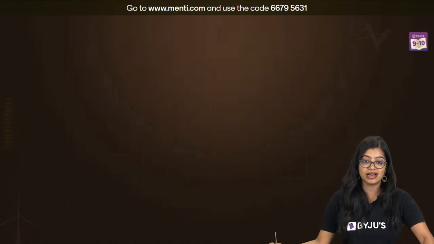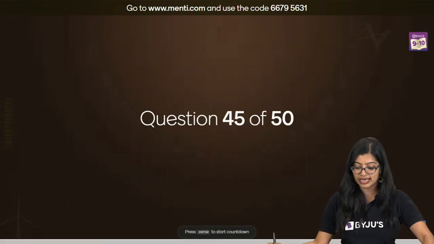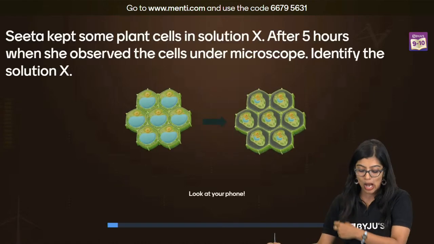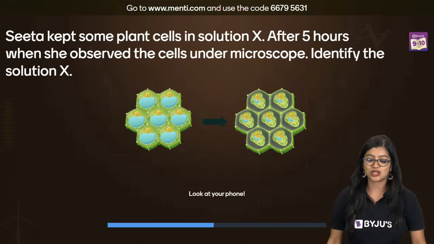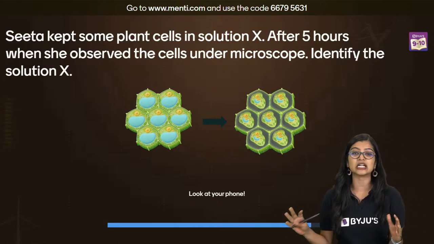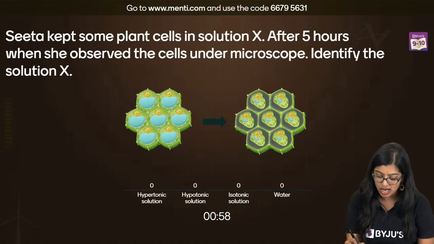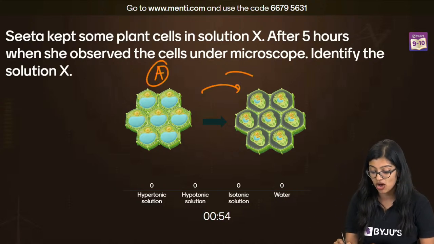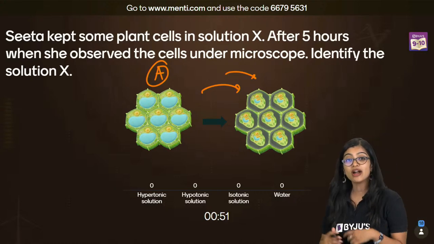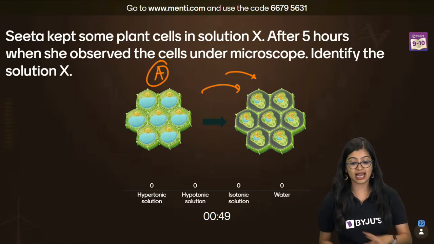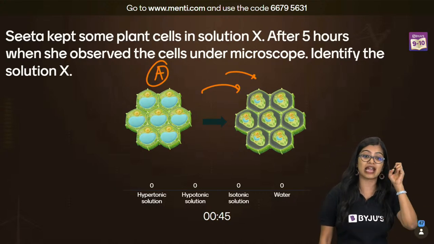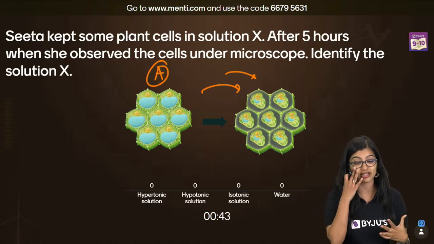Yes, please, let's stay focused. And with that, let's move on to question number 45. So Sita kept some plant cells in a certain solution X. Her plant cells looked like this. After 5 hours, she saw that it became like this. What solution is X? Is it a hypertonic solution? Is it a hypotonic solution? Is it isotonic? Or is it just water?